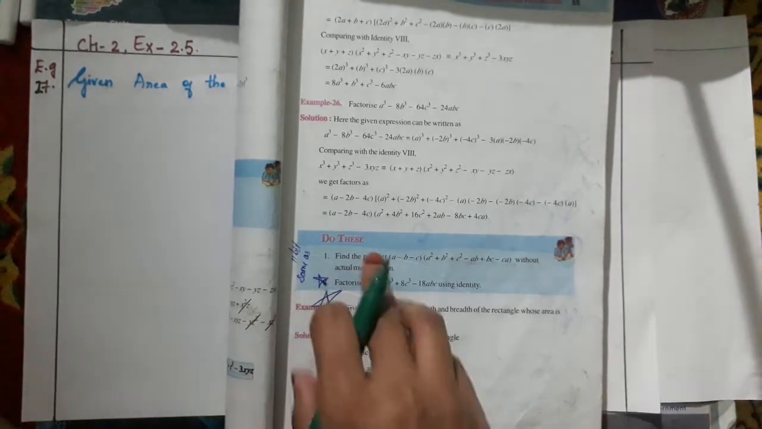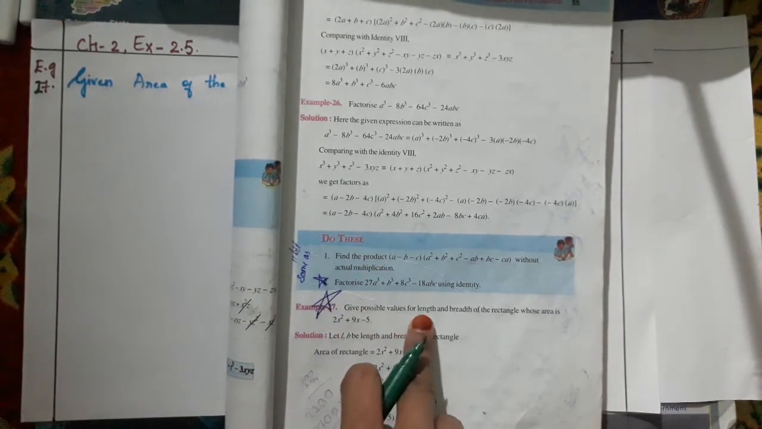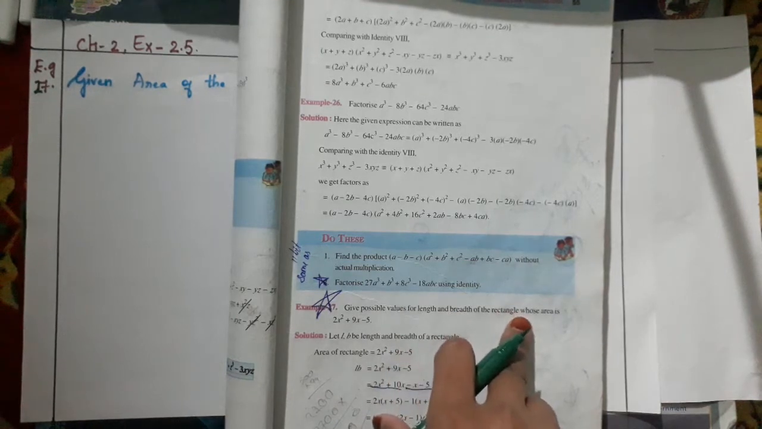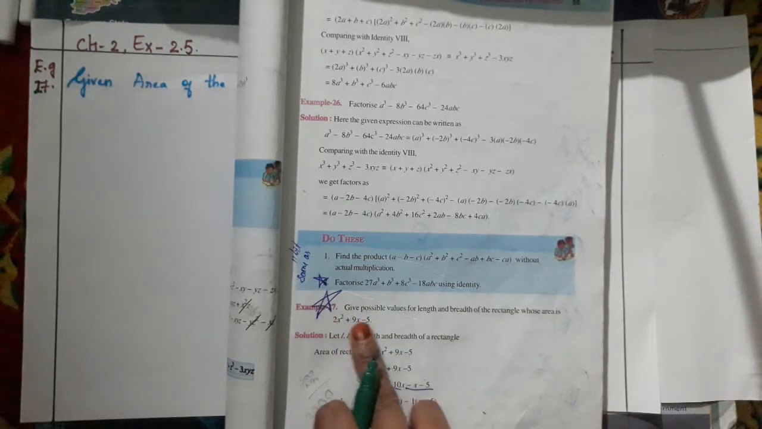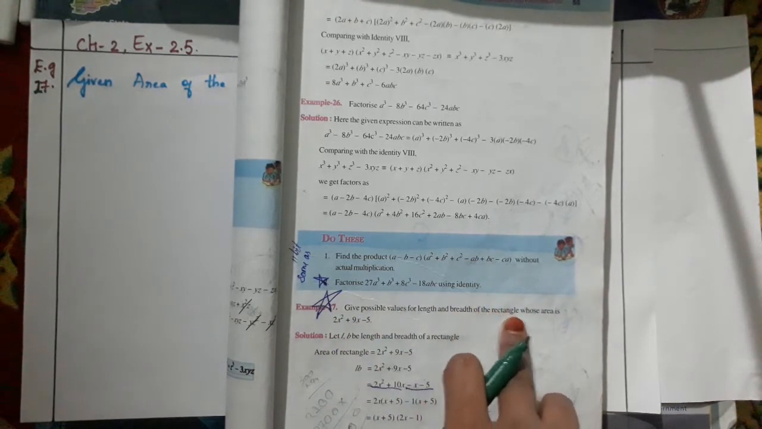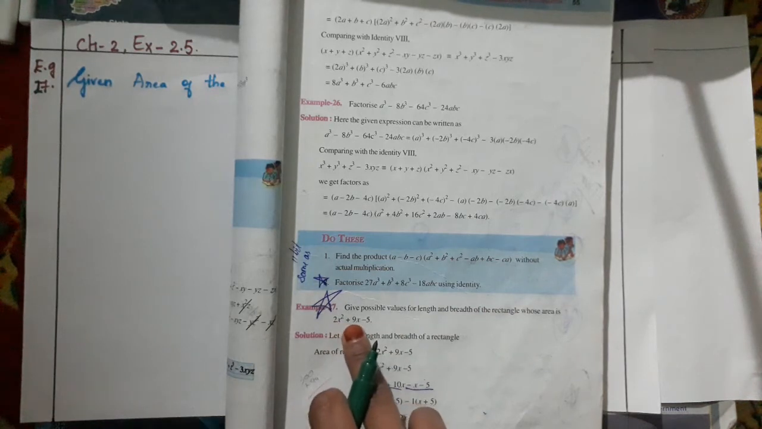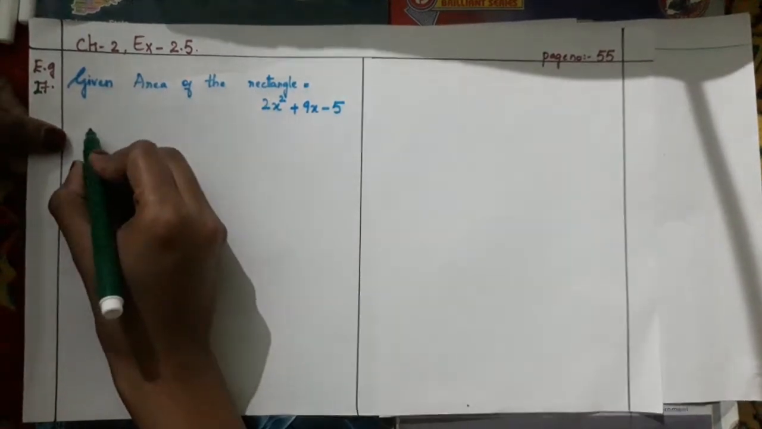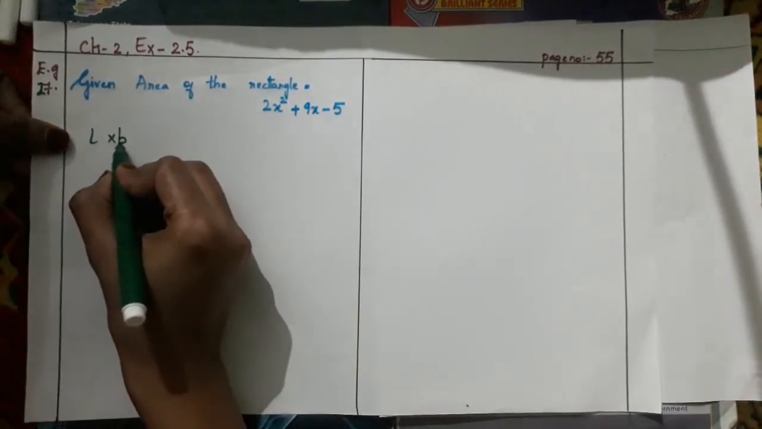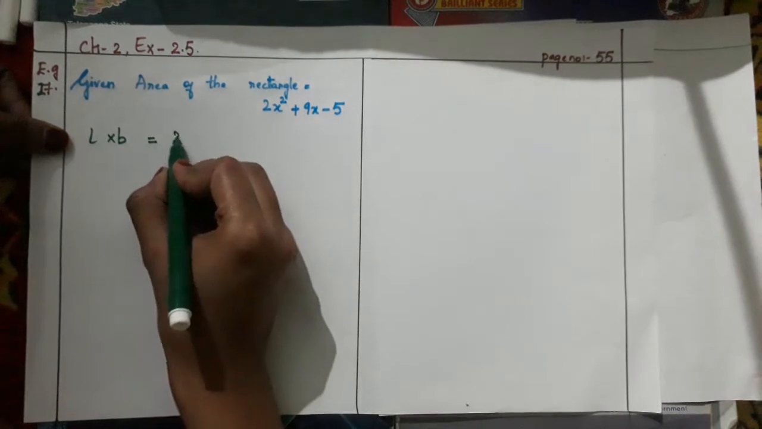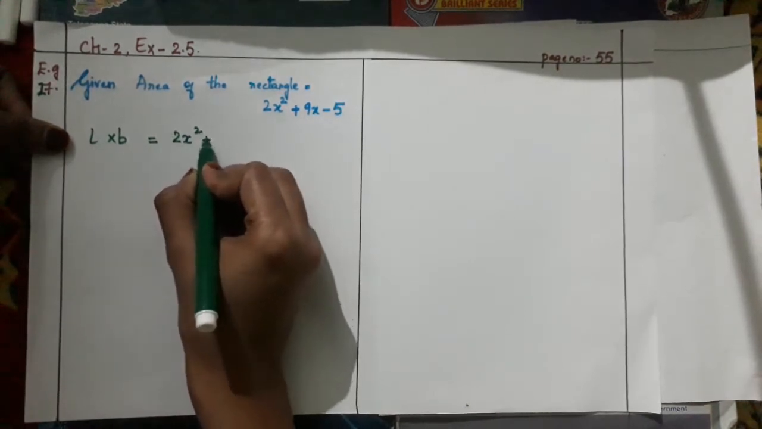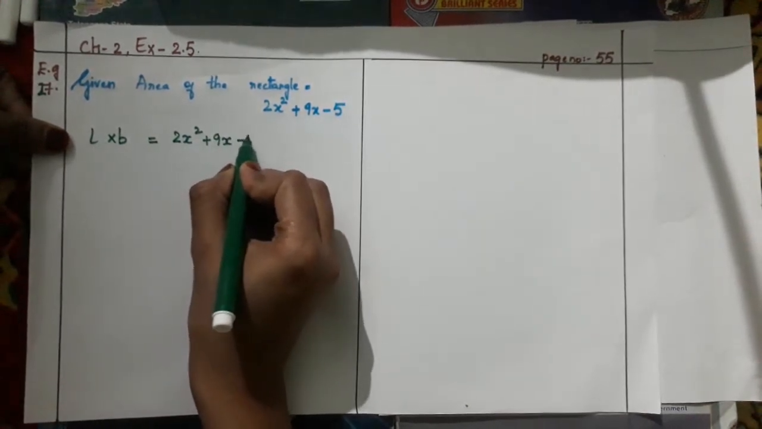Give possible values for length and breadth of the rectangle whose area is given as 2x square plus 9x minus 5. We have to find length and breadth. Now first, what is area of rectangle? It is nothing but L into B, which is equal to 2x square plus 9x minus 5.